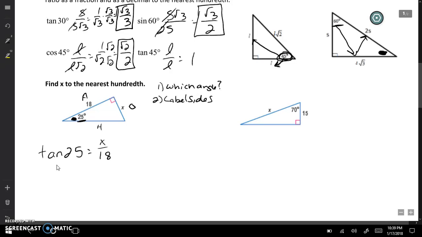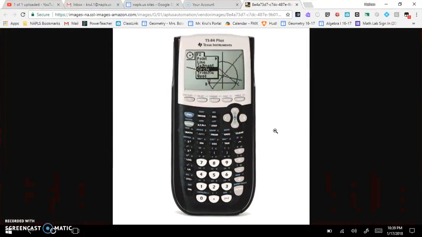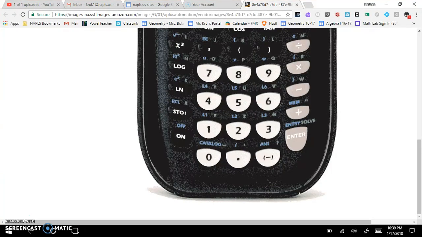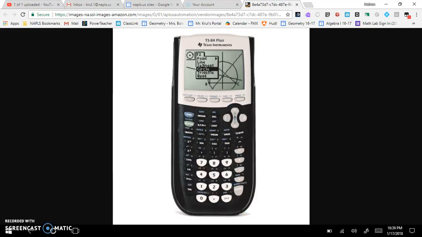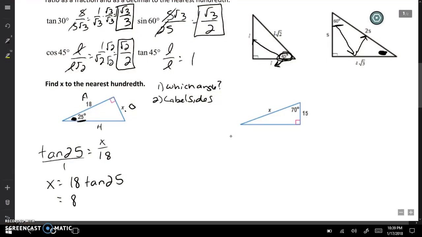Okay, because it was x over 18. Now we just have to solve this. It's really over 1, and if you cross multiply, you get x is 18 times the tangent of 25. Put that into your calculator: 18 tangent 25, and hit enter. If you do that, you should get 8.4.